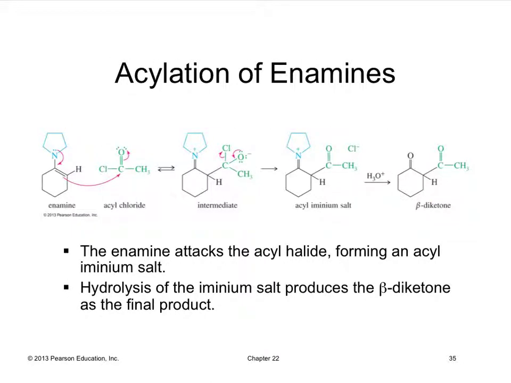So let's look at the acylation of enamines. Here your nitrogen electrons come down and attack, electrons go to the oxygen, forming the tetrahedral intermediate. Oxygen comes down, kicks off the chlorine. This generates an acylaminium salt. When you add protonated water, this will replace this with ketone, so it becomes a beta diketone.